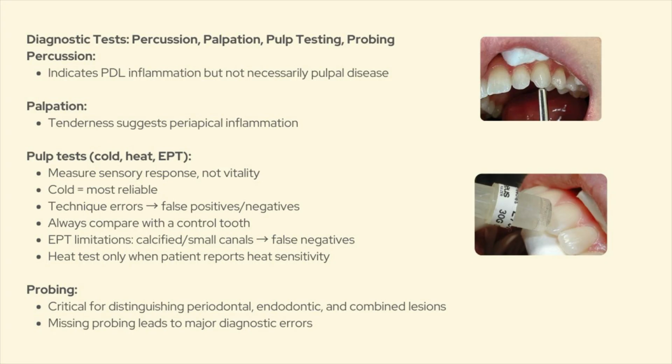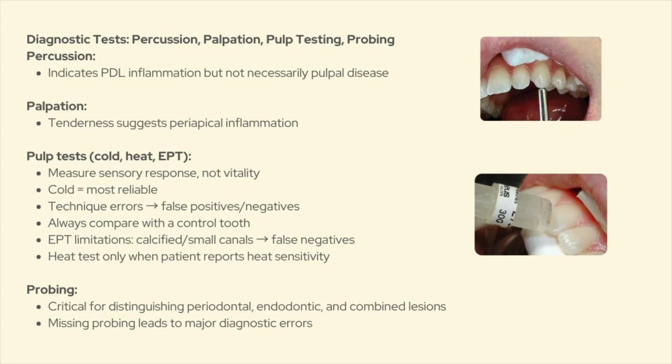Pulp sensitivity tests. Cold, heat, and electric don't measure vitality. They measure sensory response. Cold is the most reliable test, but it still produces false positives and false negatives if done incorrectly. Lack of isolation, poor technique, or failing to use a control tooth are some of the most common mistakes. Electric pulp testing has similar limitations. Small or calcified canals can give false negatives, and readings are not diagnostic of the degree of vitality. They only tell you whether the nerve fibers responded. Heat testing is the least reliable and should only be used when the patient specifically reports heat sensitivity. And again, isolation and comparison teeth are essential to avoid misleading results.